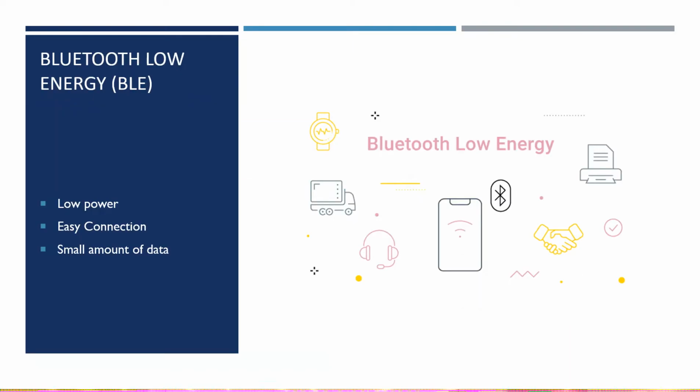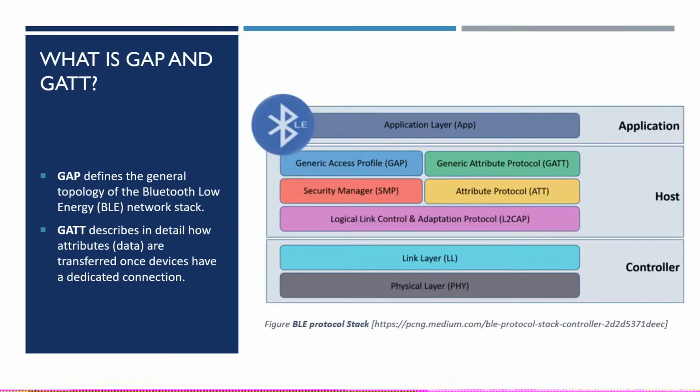We're also using BLE here. BLE has low power consumption. It's very easy to connect and set up, and it enables the transfer of low amounts of data. We're going to be using GAP and GATT in the BLE. GAP defines the general topology of the Bluetooth Low Energy network stack, and GATT describes in detail how attributes such as data are transferred once the devices have a dedicated connection.